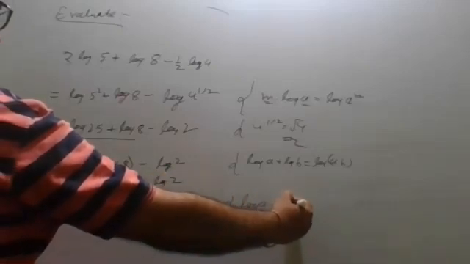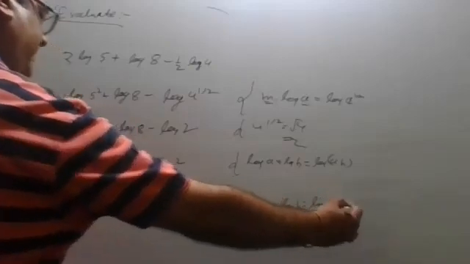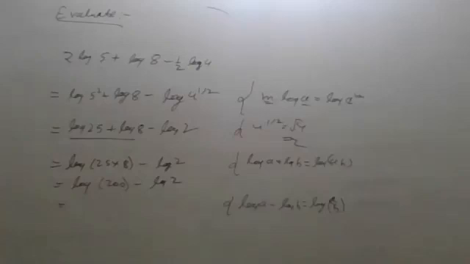Now use which formula? Log a minus log b equals log a by b. So what will it become? Log 200 upon 2. That is log 100. And what is the value of log 100? 2. So this is the answer. Is that clear, everyone? Log 100 to the base 10, we have already studied today that it is equal to 2. So use that form only. Understood, everyone?